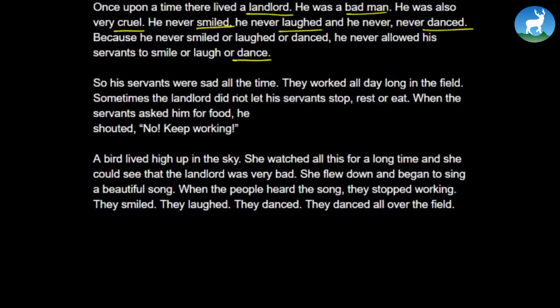So his servants were sad all the time. They worked all day long in the field. Sometimes the landlord did not let his servants stop, rest, or eat. When the servant asked him for food, he shouted, "No, keep working." A bird lived high up in the sky. She watched all this for a long time, and she could see that the landlord was very bad. She flew down and began to sing a beautiful song. When the people heard the song, they stopped working. They smiled, they laughed, they danced all over the field.